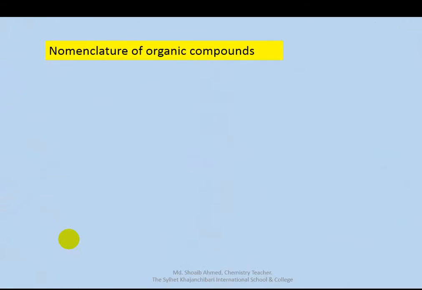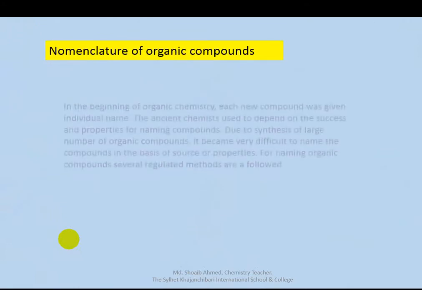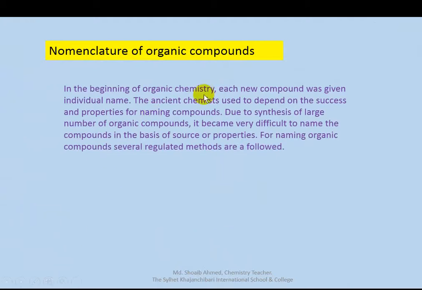Nomenclature of organic compounds, that means naming of organic compounds. In the beginning of organic chemistry, each new compound was given an individual name. The ancient chemists used to depend on the source and the properties for naming compounds.